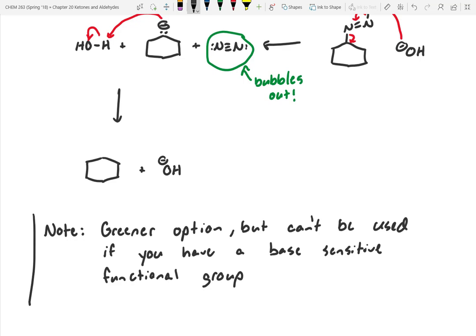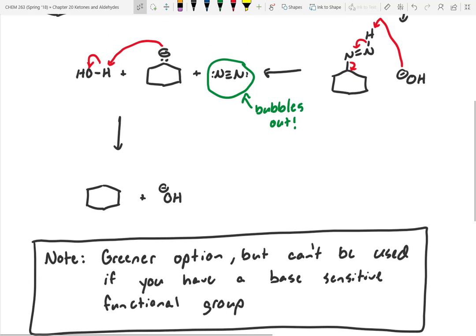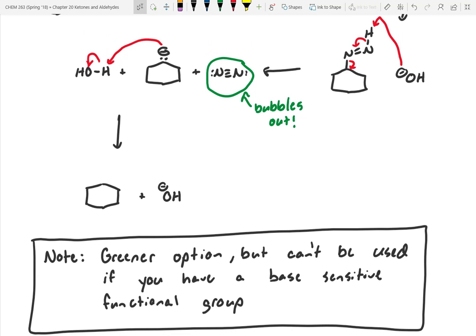And I'll say it's greener simply because we're avoiding mercury. There is one logistical concern with doing this reaction on a large scale, and that is the amine that's used is quite flammable. So typically this isn't done on industrial scales. Does that make sense? All right, so it's a unique way of removing carbonyl groups.